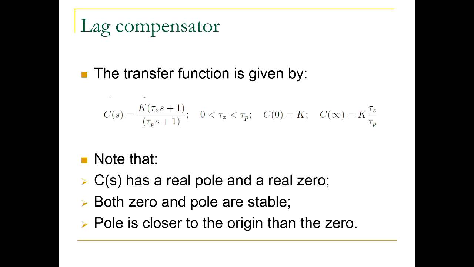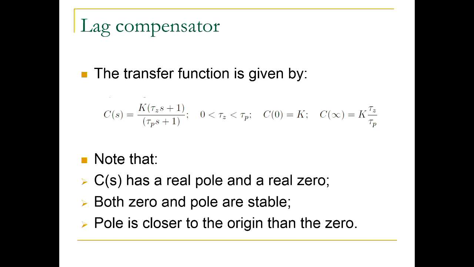All right, so before we start the design, it's useful to remind ourselves what a lag compensator looks like. The transfer function for the lag is given here, where tau z and tau p are positive, and tau p is larger than tau z. This would mean that the pole is closer to the origin than the zero.